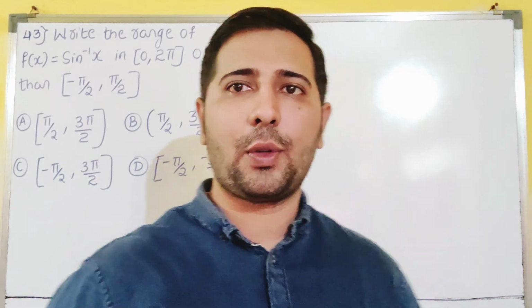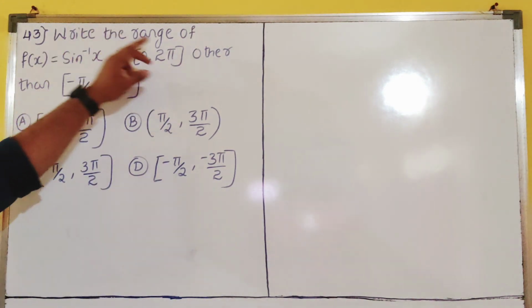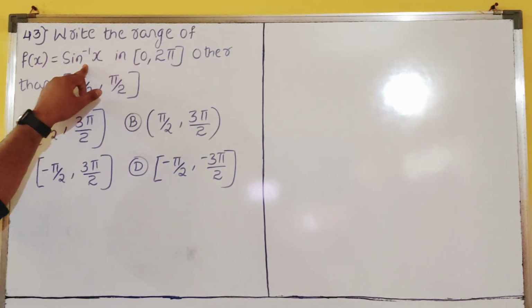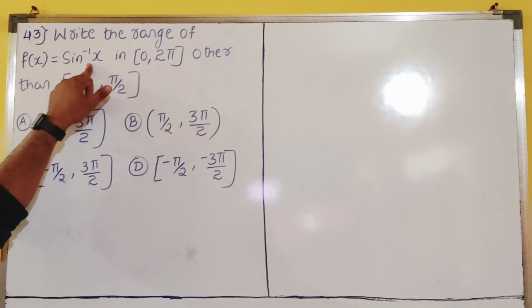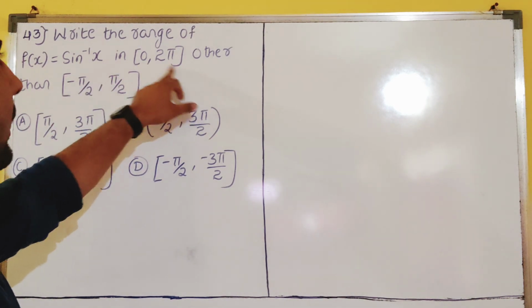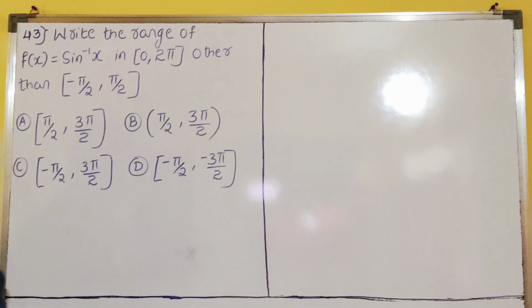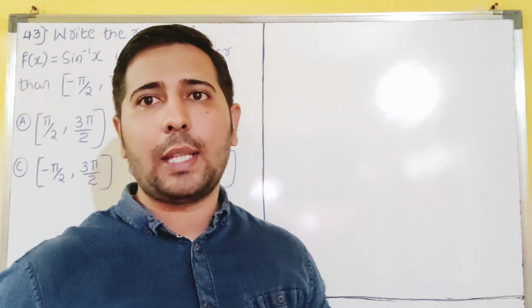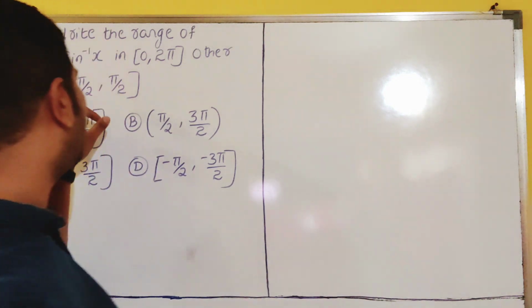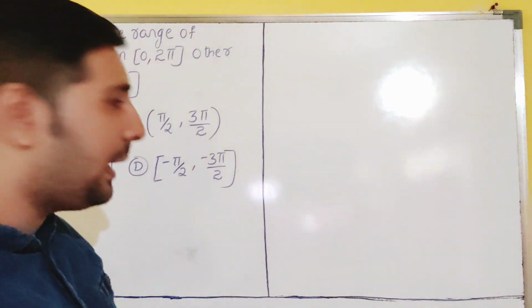Let us see the next question, dear students. Write the range of f of x equals sin inverse of sin x in 0 to 2 pi. 2 pi means 360. So other than minus 90 to plus 90, we know sin inverse has only one range, no? In the classes it is minus 90 to plus 90. So then what is the other?